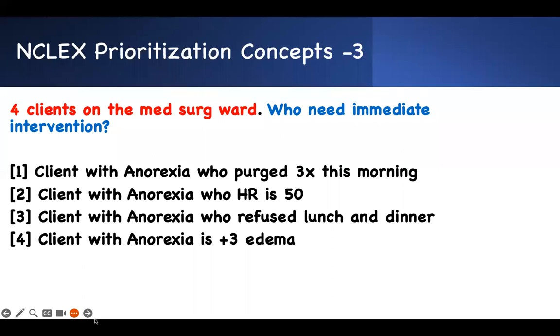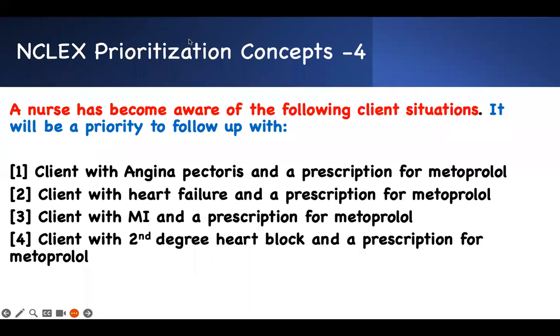Concept on anorexia. Number 4, what do you see? And let us become aware of the following client. It will be a priority to follow up with what? Divide it into 2. Client with what? Angina pectoris, prescribe what? Metoprolol. Patient who have angina usually prescribe beta blocker in order to slow down the heart, control the contractility of the heart and the workload of the heart, and that prevent ischemia.